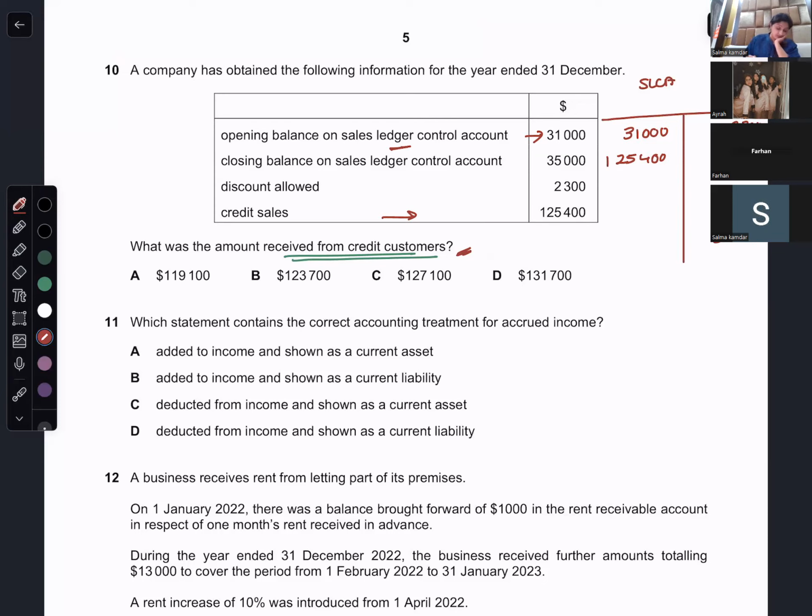What do they want us to find out? The amount received from credit customers. You have to find out how much. Take your time. Do the total and give me the answer. Give me the totals as well.